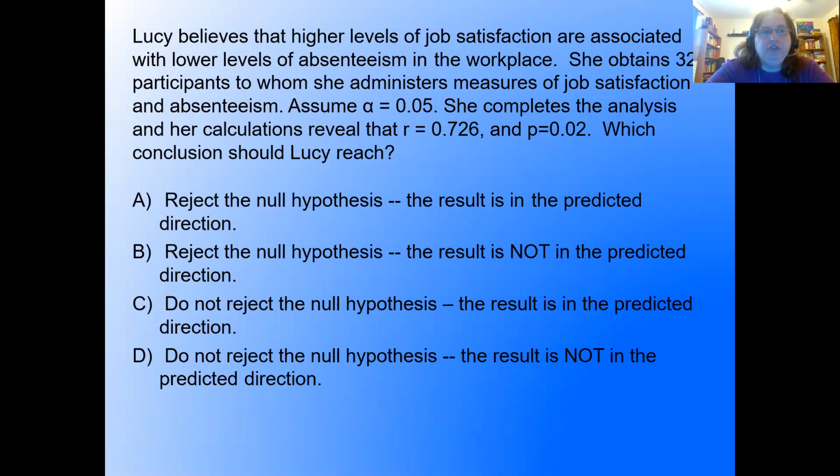Which conclusion should Lucy reach? So I'll give you a chance to pause for a moment while I read. I'll go ahead and read aloud the different choices. Reject the null hypothesis, the result is in the predicted direction. Reject the null hypothesis, the result is not in the predicted direction. Do not reject the null hypothesis, the result is in the predicted direction. Do not reject the null hypothesis, the result is not in the predicted direction. So pause here if you would like.